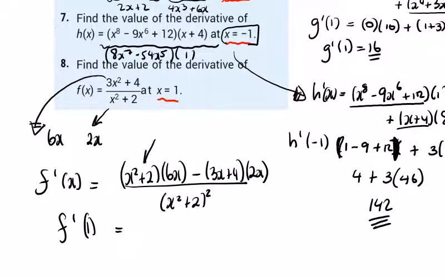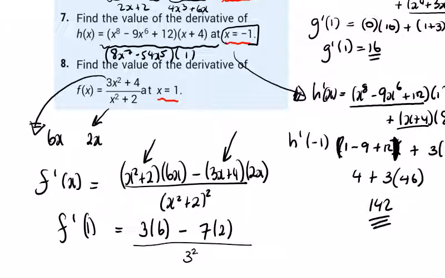So we're going to get, in this bracket, 1 plus 2, 3 times 6. In the second bracket, this one here, 3 plus 4 is going to be 7 times 2, and on the bottom we're going to have 1 plus 2 to be squared, or 3 squared. So we're going to get 18 minus 14 on top, which is 4, and 9 on the bottom. So that's just going to give me 4/9.